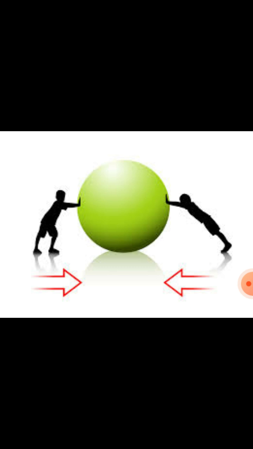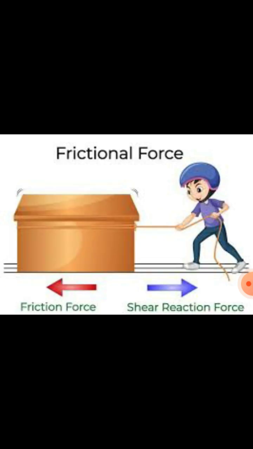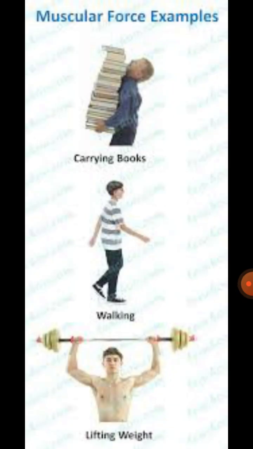Now, we are going to differentiate between contact force and non-contact force. Contact force. The force which arises when two objects are in contact with each other is known as contact force. It is of two types, frictional force and muscular force. The force which opposes the movement of an object is known as frictional force. The force exerted by muscles on an object is known as muscular force.